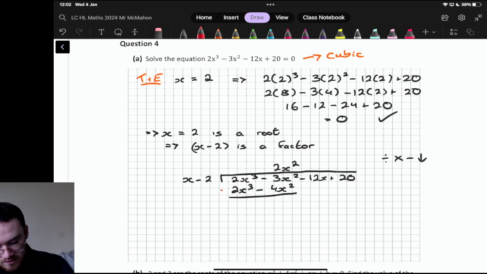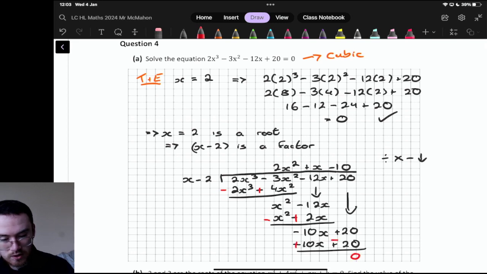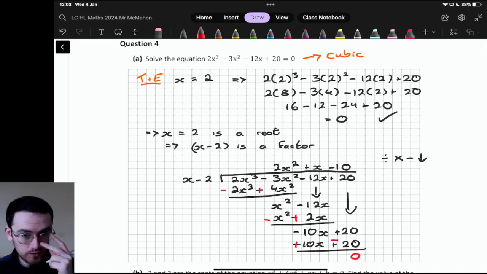Then I take my minus, and I get x squared here, and I bring down the minus 12x. Okay, next I'm going to multiply by x. Again, get x squared minus 2x. And again, just continuing with our usual steps for our long division. Minus 10. Okay, and we're happy to see that at the end here we end up with a remainder of 0. So that's obviously a good sign for us.